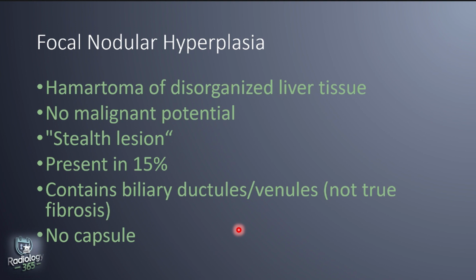So that will help us understand the imaging characteristics, especially the T2 imaging characteristics, differentiating FNH from fibrolamellar HCC. If you remember, we mentioned that in fibrolamellar HCC the central scar is T2 dark on all sequences. However, the central scar in FNH is T2 bright because it's not really a scar. It's just biliary ductules and venules that are in there. Also, FNH does not have a capsule.